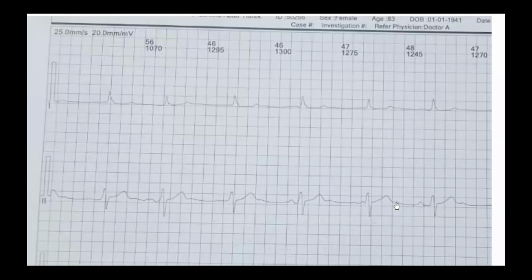Yeah, this is a U wave. This is not a P wave. Okay, so this patient has sinus bradycardia and junctional escape rhythm. So she has sinus node disease. Show us the ECG of the pacemaker.